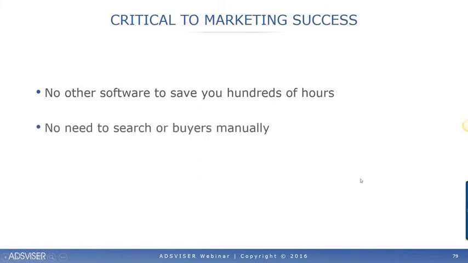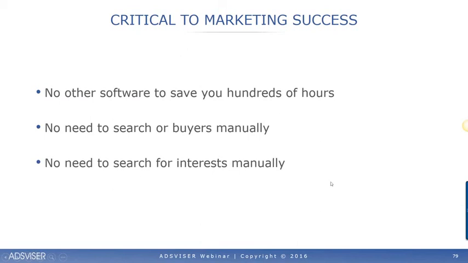So we don't need to search buyers manually anymore. Remember, you need to keep going back to the core of this, which is that you need to find buyers and their interests, right? You need to find that word of mouth referral that we were talking about before. So you don't need to search for buyers manually, and you don't need to search for interests manually.